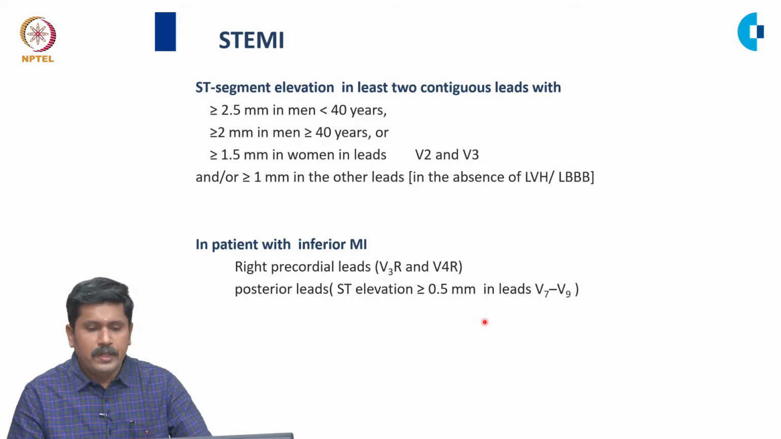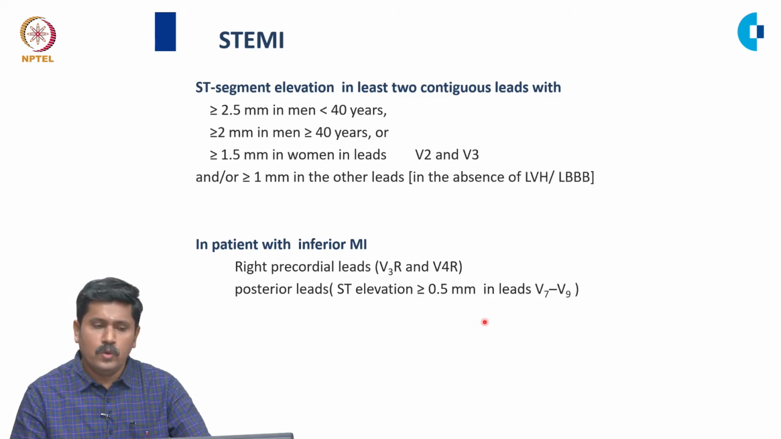So, any ST elevation in V2 and V3 of more than 2.5 millimeter in men less than 40 years of age, or more than 2 millimeter in men more than or equal to 40 years of age, or more than 1.5 millimeter in women, indicates a significant ST segment elevation. Whereas in all other leads, any ST elevation of more than 1 millimeter is considered significant in the absence of a left ventricular hypertrophy and left bundle branch block. So, this is the usual criteria for the standard 12 lead ECG.